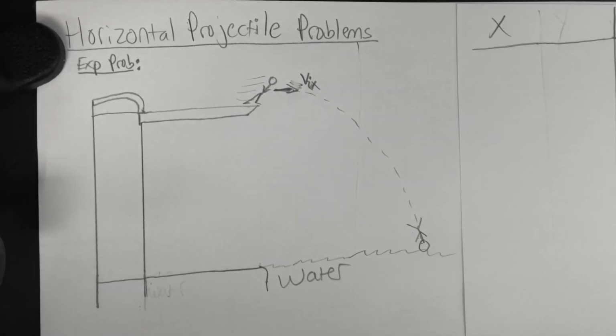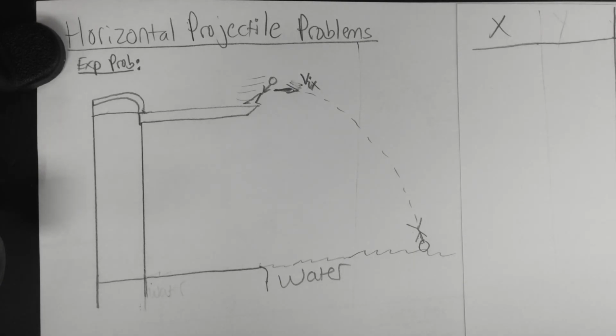Hey guys, this is your horizontal projectile example problem. A person is running off a diving board horizontally. They don't jump off the diving board, they just run straight out, so as to be perfectly horizontal and not at an angle.